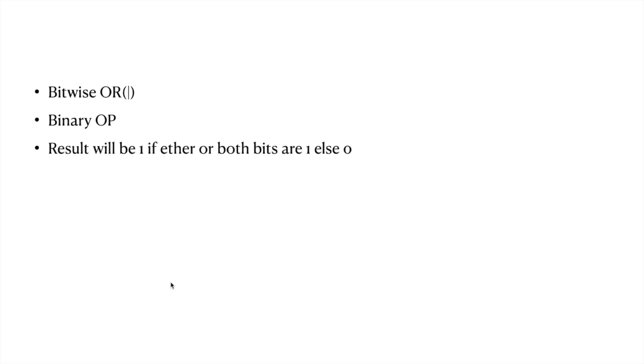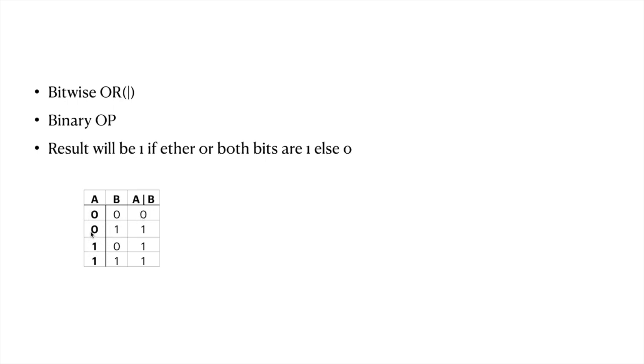The other is bitwise OR, and this one also acts on 2 values. That's why it's a binary bitwise operator, and the result will be 1 if both of the variables are 1, or if either of the variables is 1. If both bits are 0, then we will get 0. So it is the same table as the previous one, but with the OR operator. If both variables have a value of 0, then we will get 0.